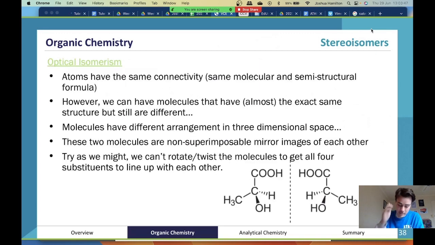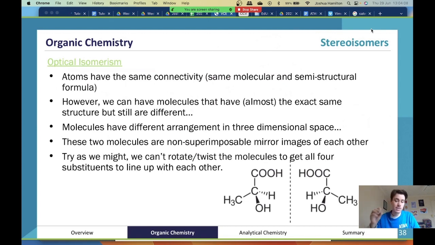Optical isomers, these are really confusing. So we're just going to go very briefly, just give one very brief example of it, and then that'll be it. Because this can just get really, really confusing, and I don't want to spend too much time on it. Optical isomers are the same molecule with different places for each of their functional groups.